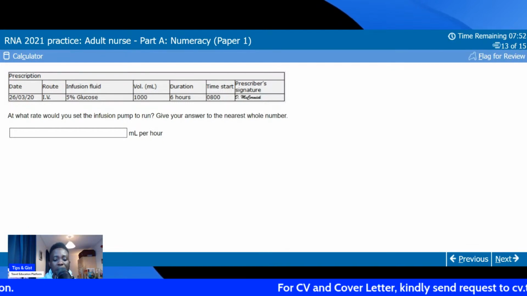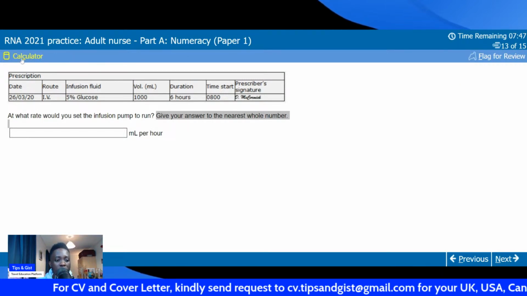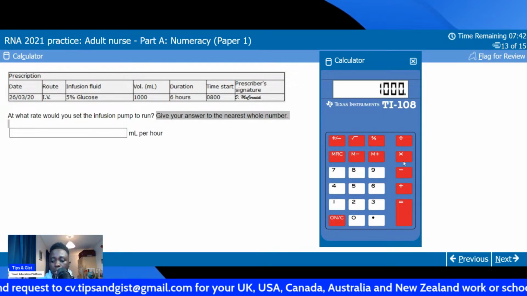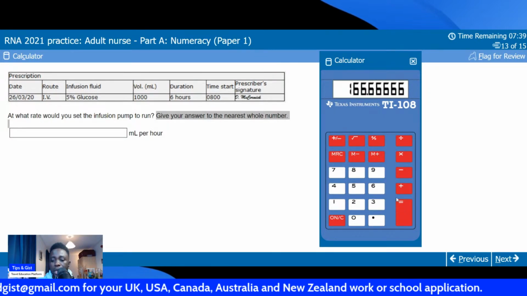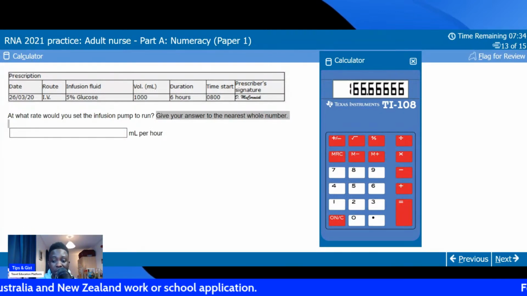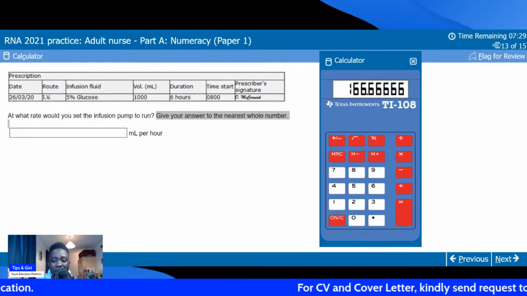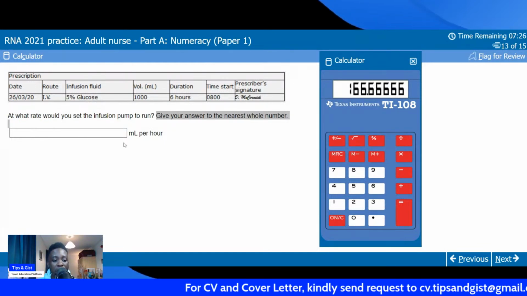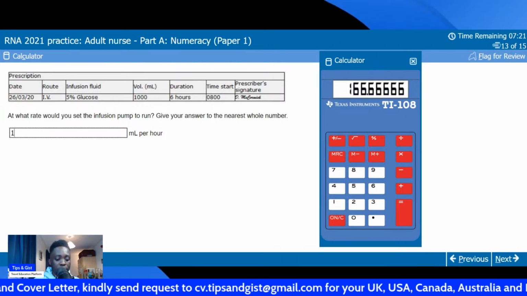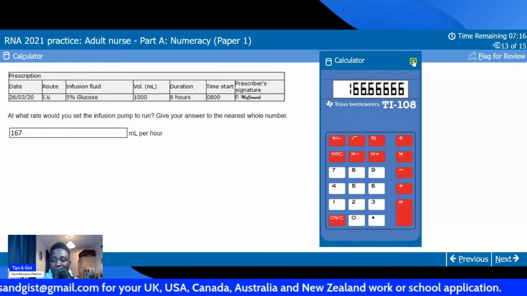Now they know that there will be a decimal, so they said, give your answer to the nearest whole number. So don't forget that instruction. So now 1,000 divided by 6 is 166.6666. They say run it to the nearest whole number, and therefore we get 167 mils. 167 mils. My TikTok people are getting it right.